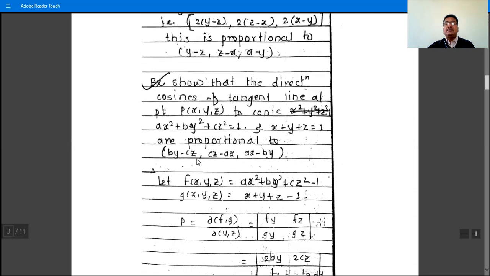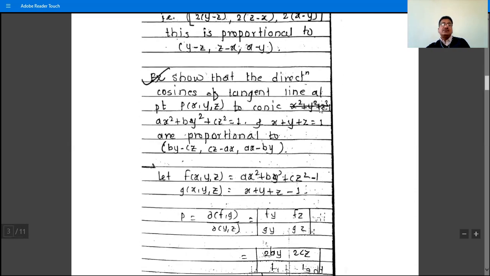Okay. So next example: show that the direction cosines of the tangent line at a point P(x,y,z) to the conic ax square plus by square plus cz square is equal to 1 and x plus y plus z is equal to 1 are proportional to this. So again we are given two surfaces, ax square plus by square plus cz square is equal to 1 and the other is x plus y plus z is equal to 1. So denote by small f and small g, ax square plus by square plus cz square minus 1 as f and x plus y plus z minus 1 as g(x,y,z).